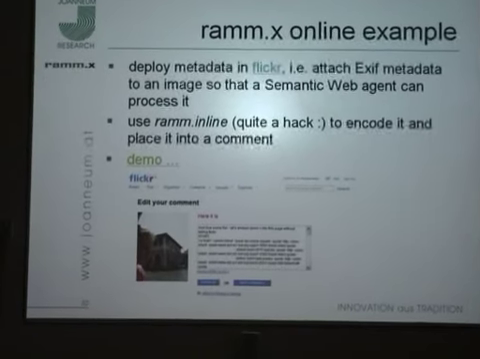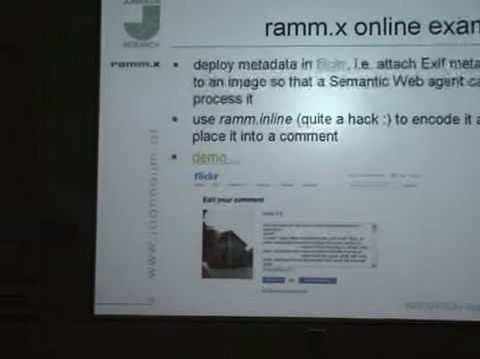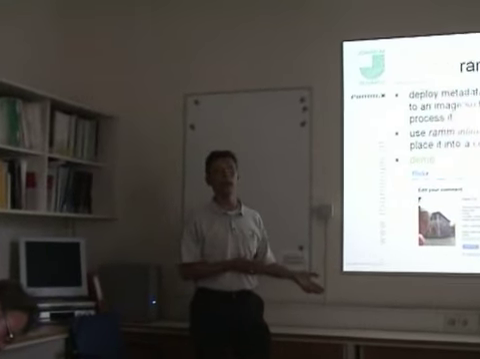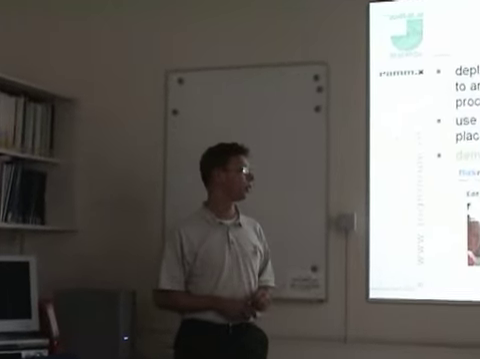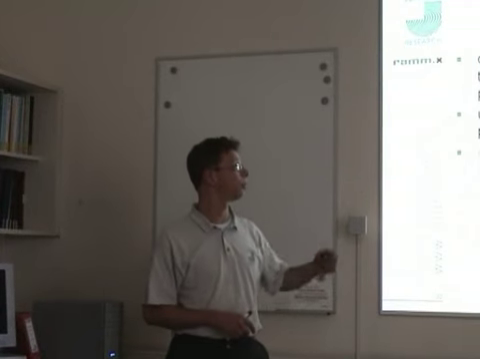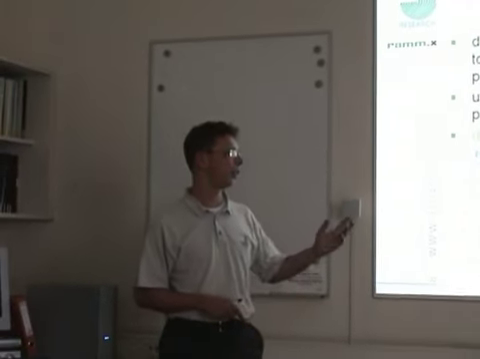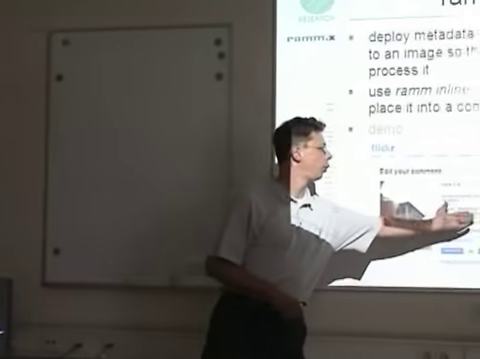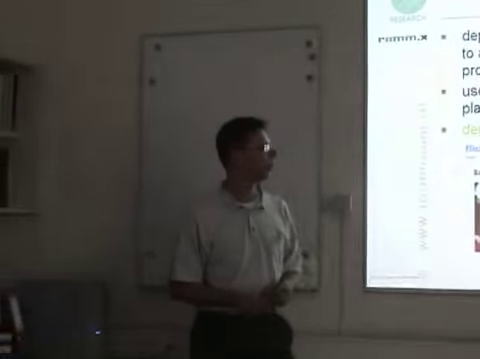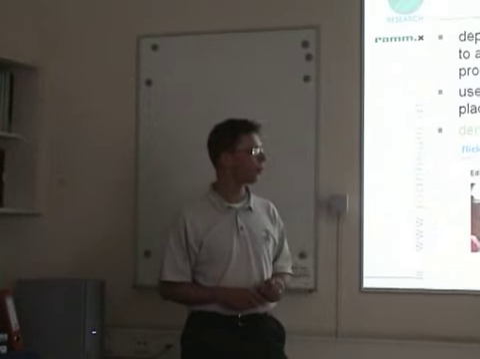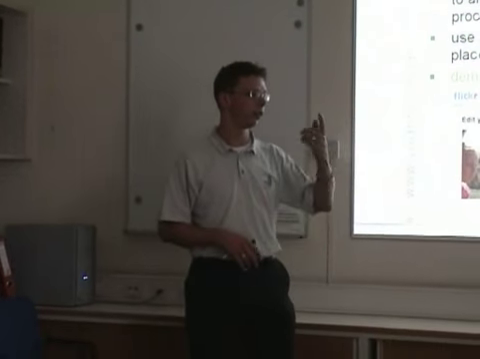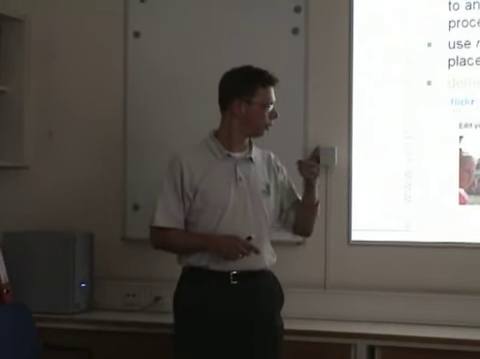Because Flickr, blogs and other Web 2.0 pages or services usually don't allow you to embed any HTML there, for good reason. So we came up with this ramm.inline serialization, which is very dumb and very straightforward. We just actually encode each and every one of the symbols by literal meaning. So lower div actually stands for the element div. So let's look at the demo.